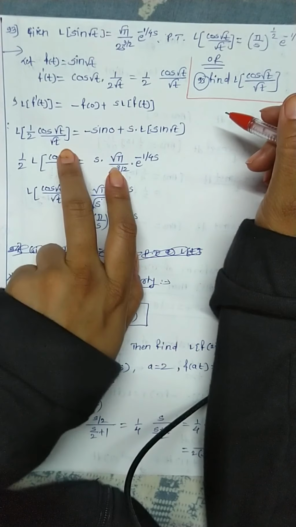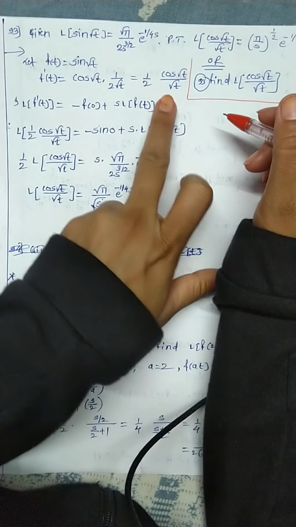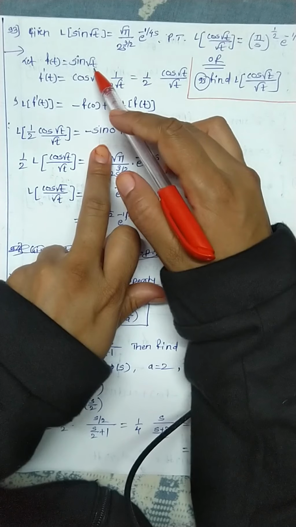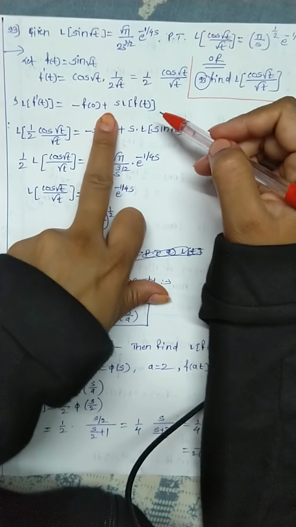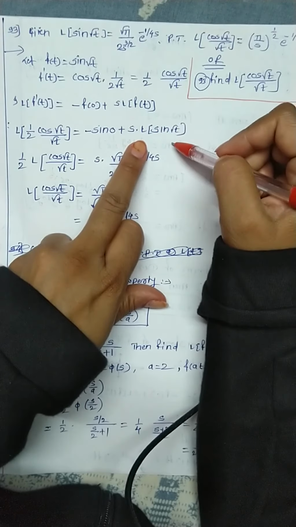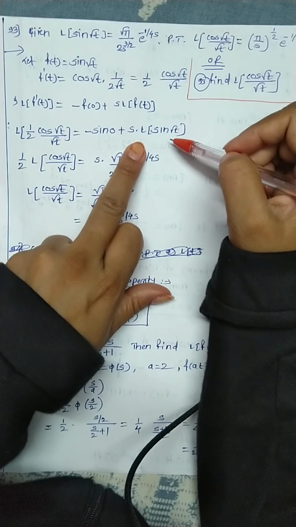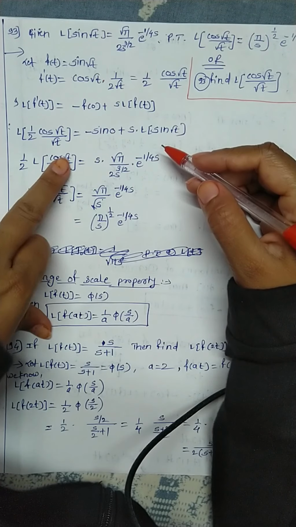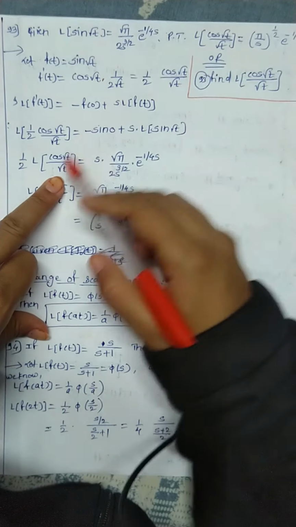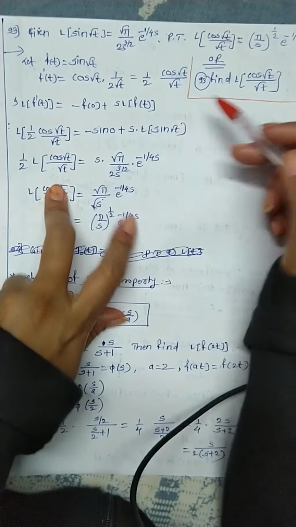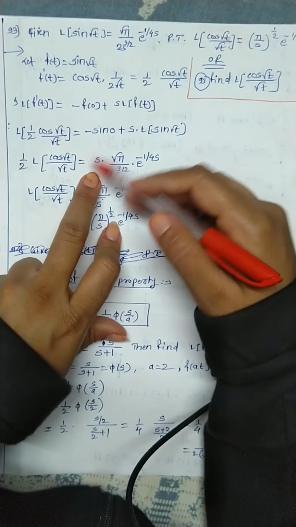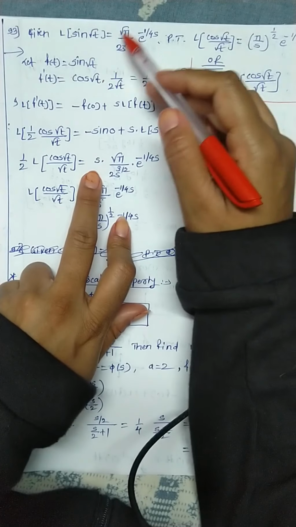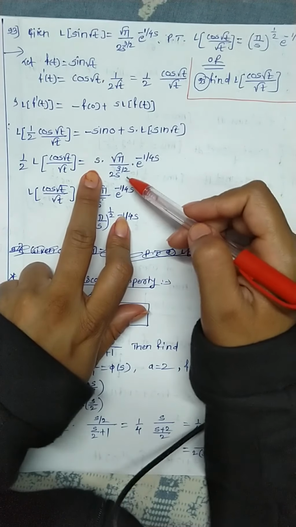Now put all these values here. The Laplace transform of f dash t is this function, put as it is. Minus f of 0: sin 0 is 0 here. Plus s into L of f of t, meaning L of sin root t, which is the given thing. We don't need to calculate it. Now take half outside. Laplace of cos root t upon root t, which we have to solve and is our original expression, is equal to, sin 0 is 0 so no need to write it, s into Laplace of sin root t, which is the given thing. Keep this as it is here.